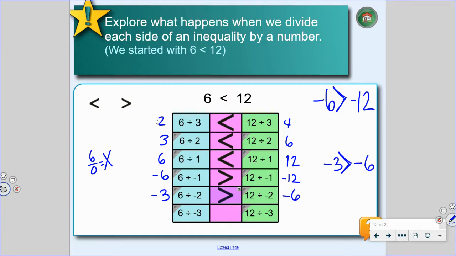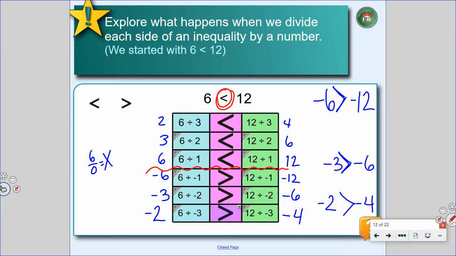6 divided by negative 3 is negative 2. 12 divided by negative 3 is negative 4. How does negative 2 compare to negative 4? Greater again. Okay, I want you to examine those relationships. I want you to note what happens once we divide by a negative number. What happens to that inequality sign?